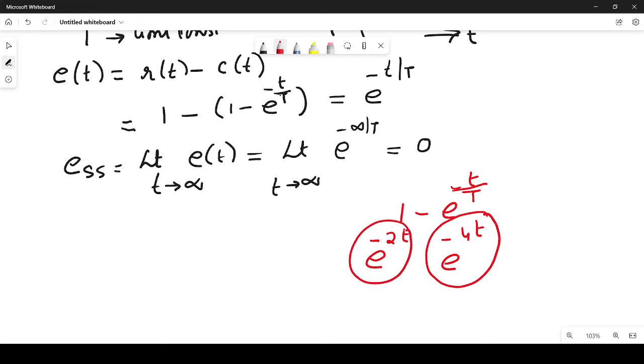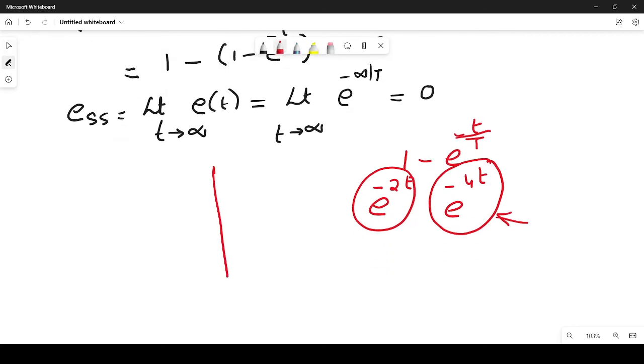So the system which has a term e raised to minus 4t will vanish faster than the system which has the power e raised to minus 2t. As you move forward, when you draw this diagram, this exponential power represents the poles of the system. Here you have a pole at minus 2 and another system with a pole at minus 4. The system with the pole at minus 4 will have its transient vanish faster than the system with the pole at minus 2.